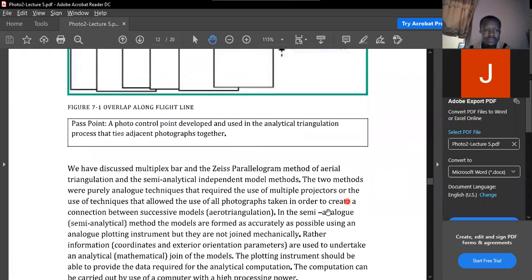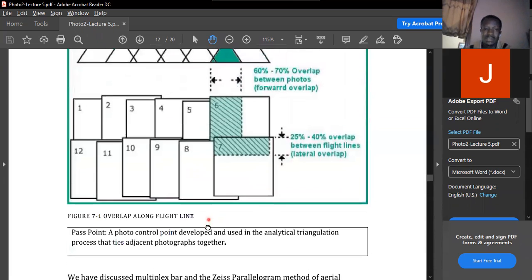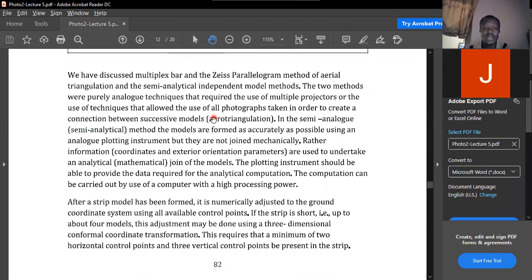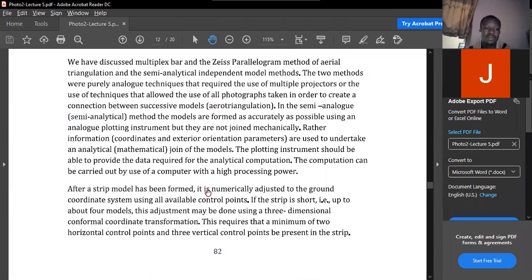I want you to also know what a pass point is. A pass point is a photo control point developed and used in the analytical triangulation process that ties adjacent photographs together. Take note of the pass points. Is that okay? All right.